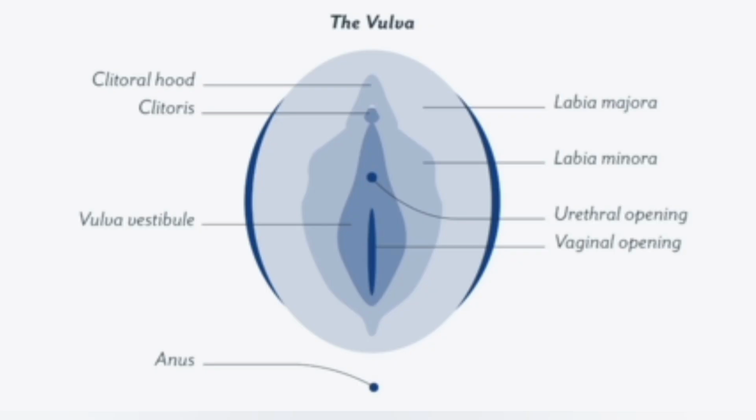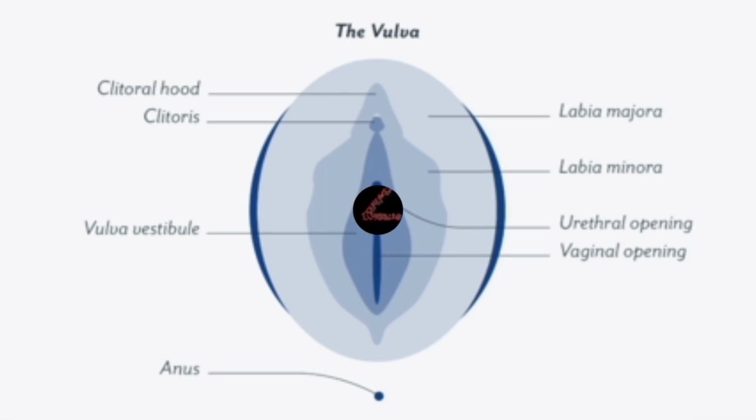The final reproductive structure of the female is the vulva. The vulva is the external genitalia of the human female. It contains the following structures like labia majora, labia minora, and clitoris.